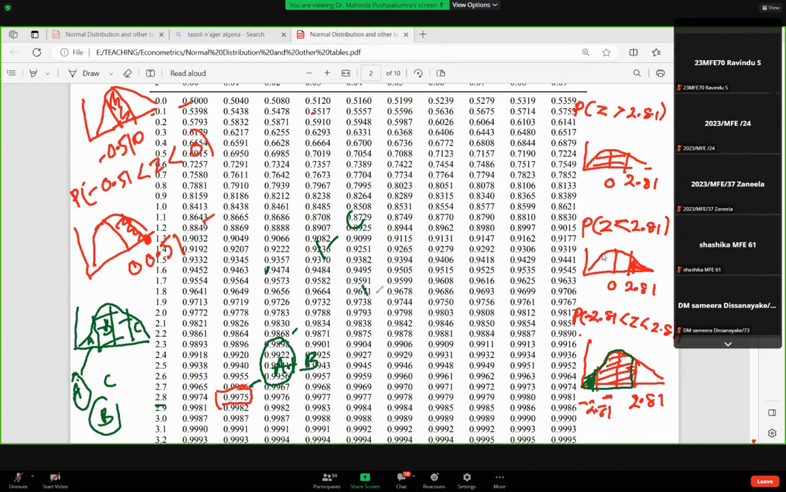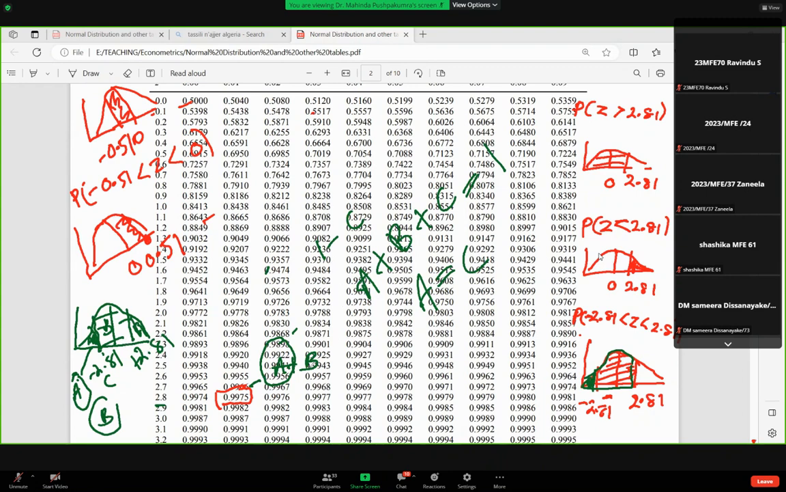Then if you take A plus B plus C, it should be equal to 1, because the area under this curve is equal to 1. And since this curve is symmetrical, you can see A and C are equal, because here the value is 2.81 minus, here the value is 2.81 plus. Then area A is equal to area C. Then area B, now we can find.